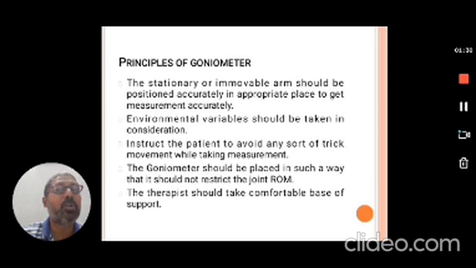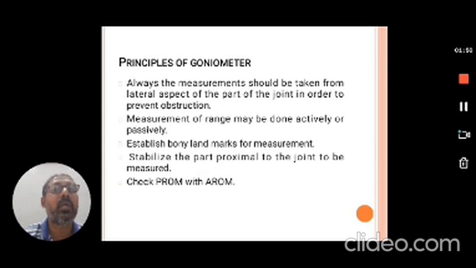Environmental variables should also be kept in consideration. Instruct the patient to avoid any sort of trick movement while taking the measurement. The goniometer should be placed in such a way that it does not restrict the joint range of motion. The therapist should take a comfortable base of support, either walk standing or stride standing position. Measurement should always be taken from the lateral aspect of the part of the joint in order to prevent obstructions.